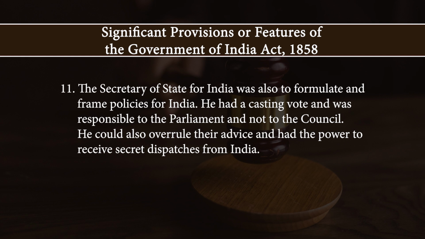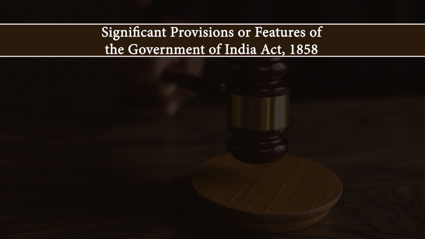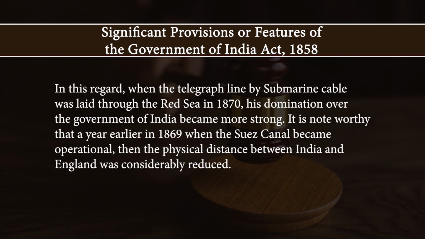Another feature of the Act, that the Secretary of State for India was also to formulate and frame the policies for India. He had a casting vote and was also responsible to the Parliament and not to the Council. He could overrule their advice and had the power to receive secret dispatches from India. In this regard, when the telegraph line by submarine cable was laid through the Red Sea in 1870, his domination over the Government of India became stronger.